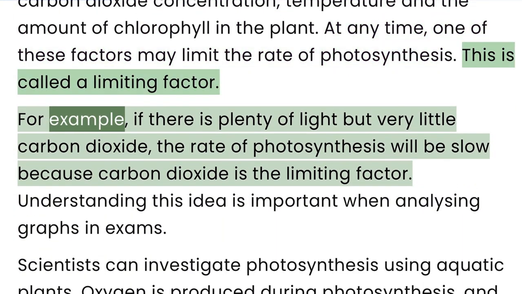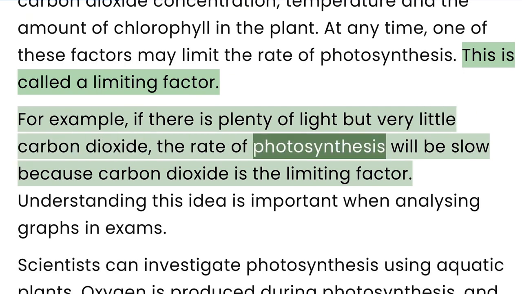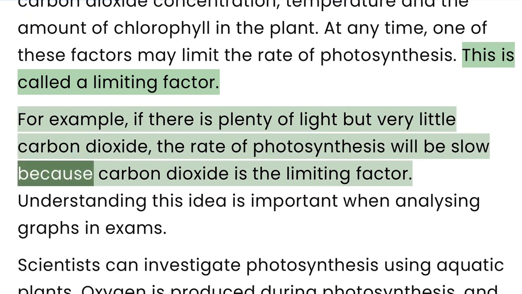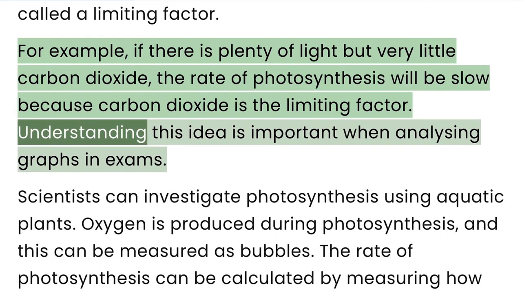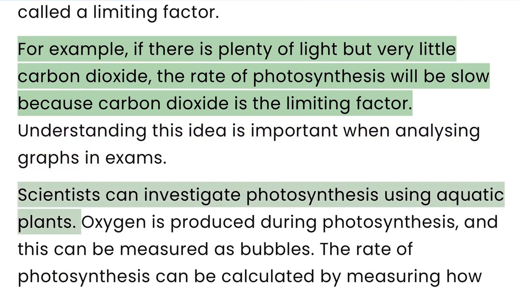For example, if there is plenty of light but very little carbon dioxide, the rate of photosynthesis will be slow because carbon dioxide is the limiting factor. Understanding this idea is important when analyzing graphs in exams.